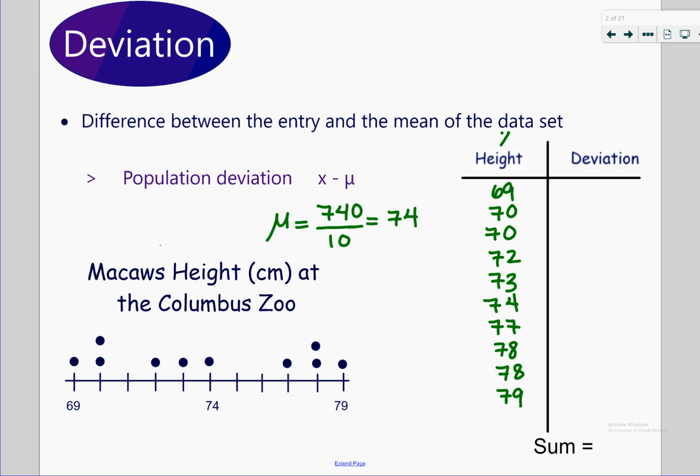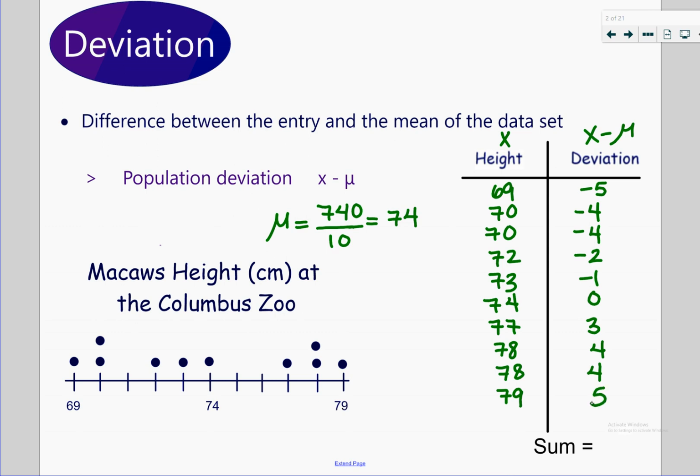Okay, so my heights are my data values. Those are my x's. Deviation is this calculation, x minus mu, or x minus your average, x minus your mean. So this could be a positive or a negative value. If you have a negative value, it means your data is below your mean. If you have a positive value, it means your data value is above your mean. If it's 0, it is your mean. So 69 minus 74 would give me a negative 5. 70 minus 74 would give me a negative 4, negative 4, negative 2, negative 1, 0, 3, 4, 4, and 5.